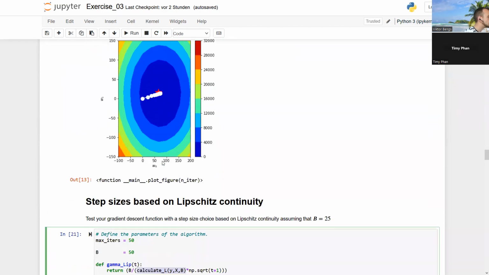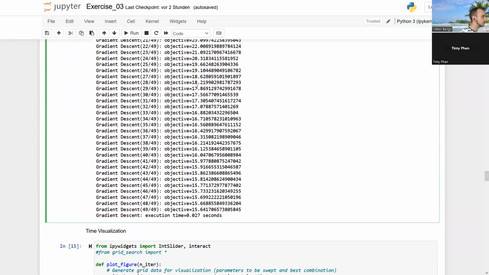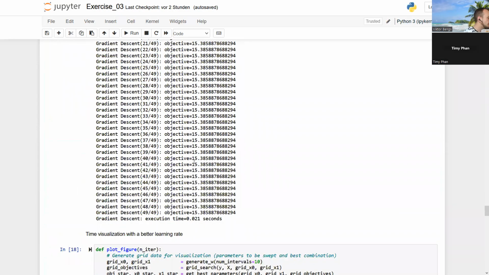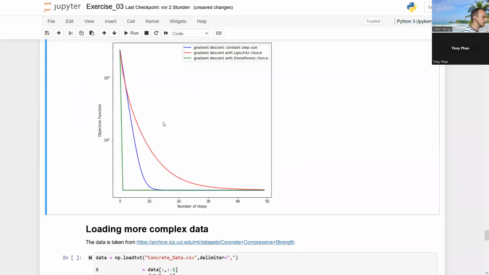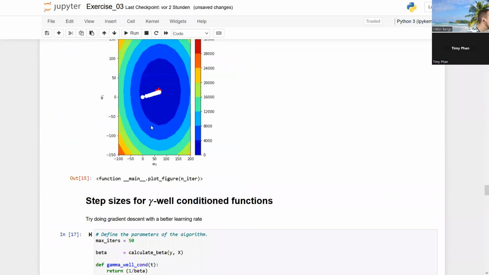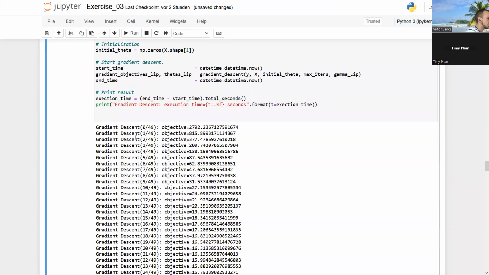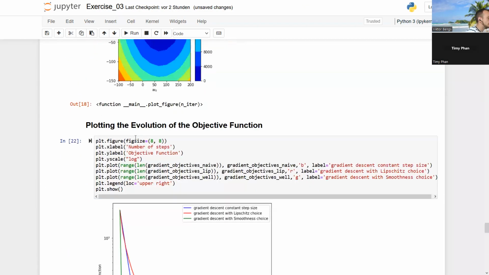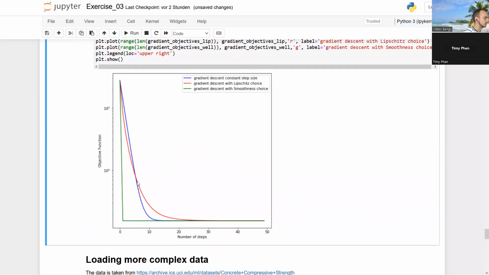And now where was it? There. You see that the objective functions are decreasing more drastically. And if we now plot it again, the red line for the Lipschitz choice is now also smaller than before. We could also make it larger, and what we see then is, so the crossing is somewhere there.